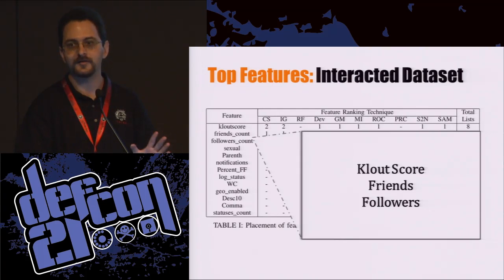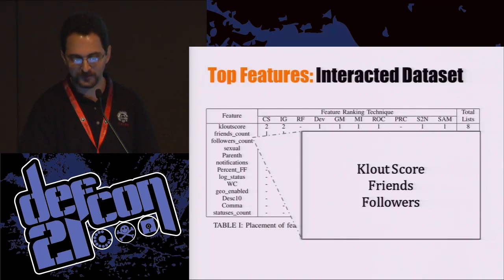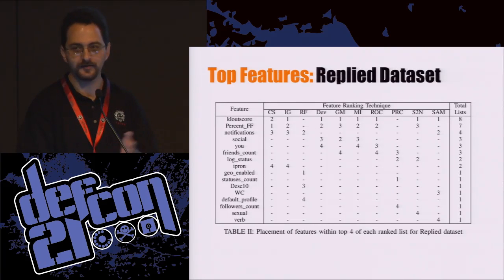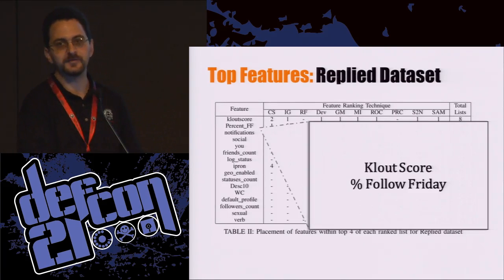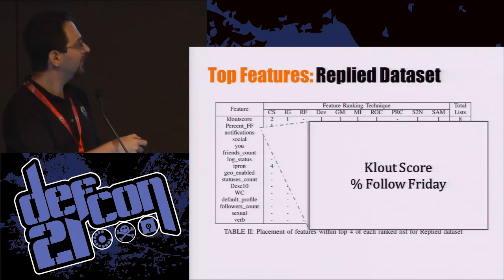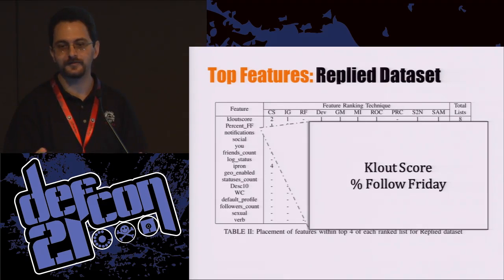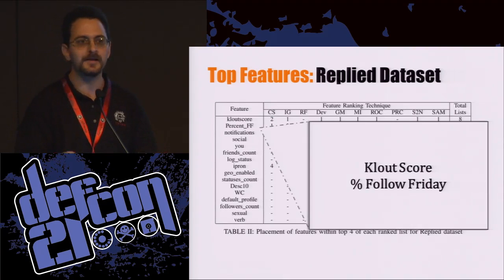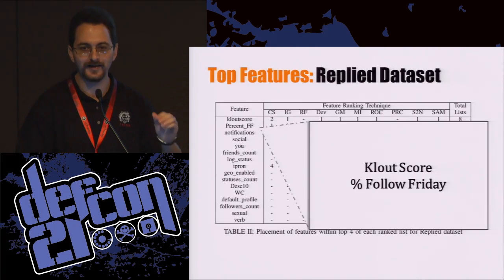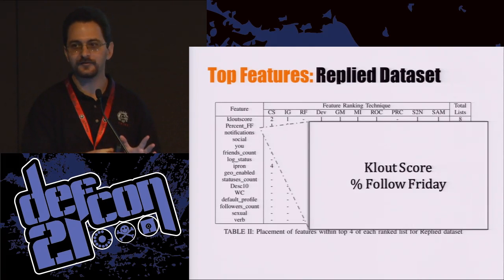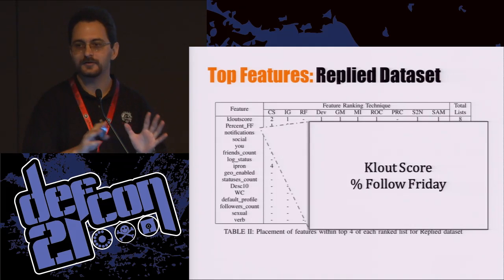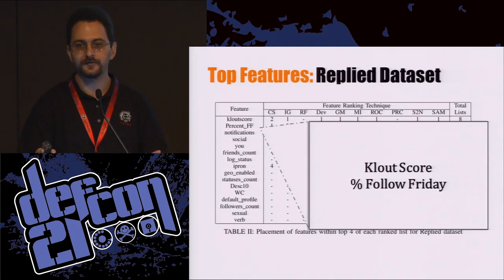We also wanted to look at replies alone though. We found something a little bit different. Same concept, and we still see Klout score is number 1. But percent Follow Friday is the second most important feature here. So that's basically what percentage of tweets mention the hashtag Follow Friday, that sort of thing. And this is actually interesting because we have these two different data sets that are working a little differently.